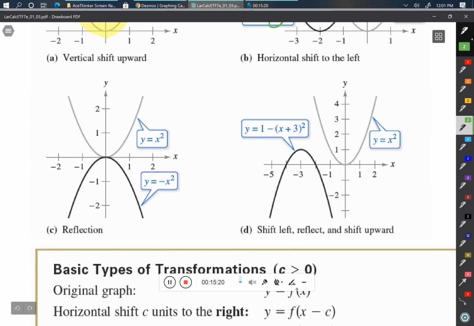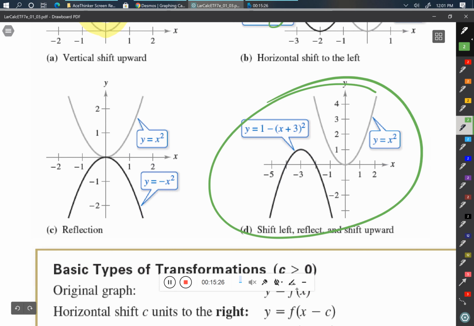Okay. We can also do reflections. And then if we want, we can do combinations of things where we do shifts and reflections. And it looks like in that last example over there, this thing has been moved a couple of times. There's a vertical shift, there's a horizontal shift, and there is a reflection. Okay?